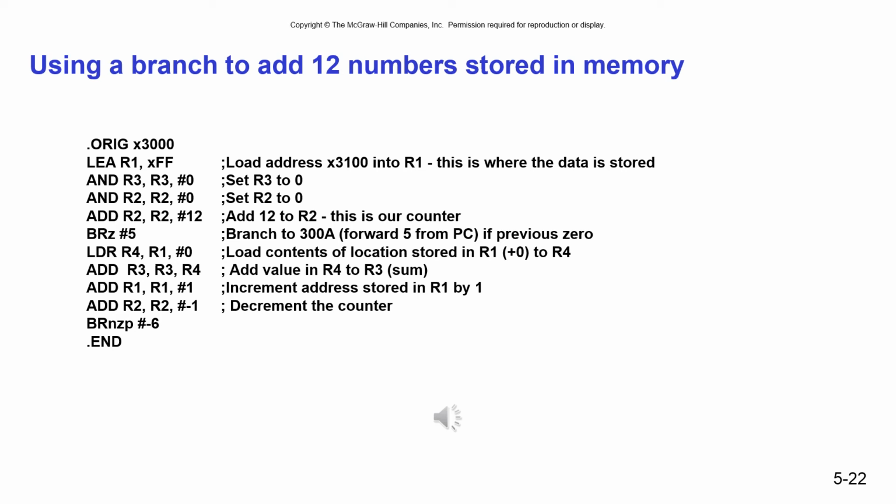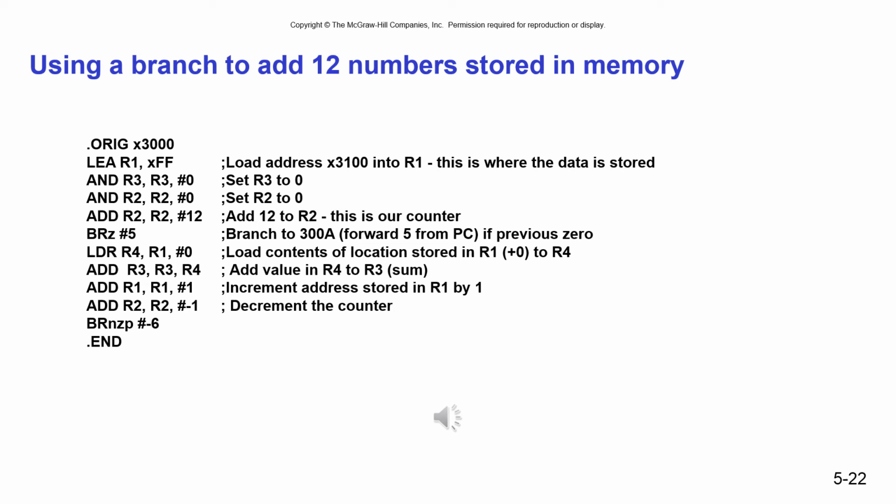R1 will no longer point at 3100. After that, it will point at 3101. Then we're going to decrement R2, which is our counter. We're going to subtract 1 from it and write it back into R2. BRNZP, what is that? That's an unconditional branch. Where are we going to go? Right up to BRZ5.